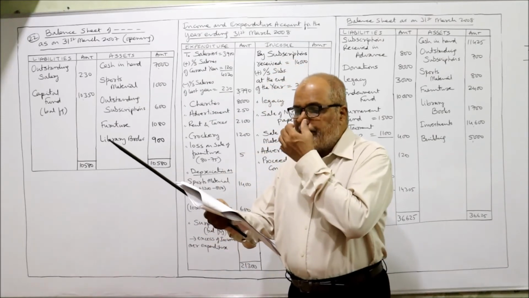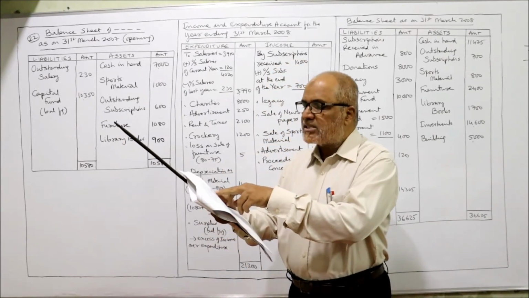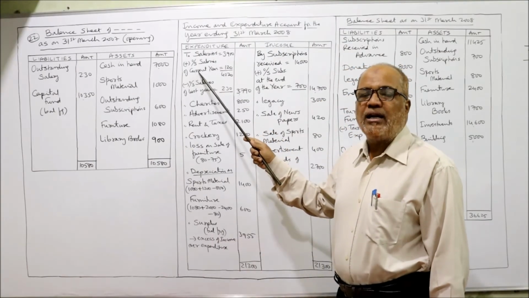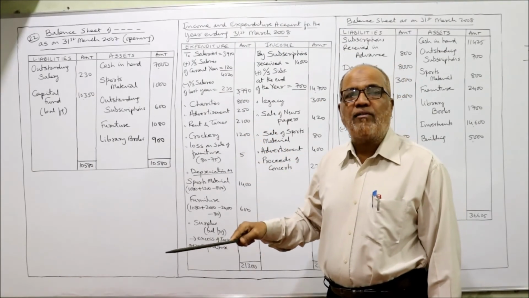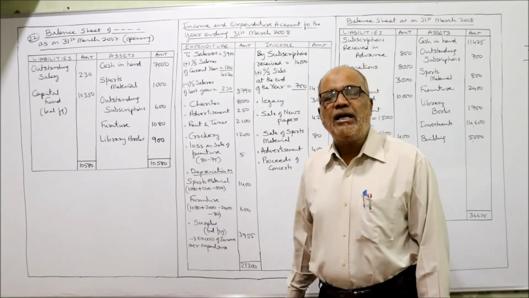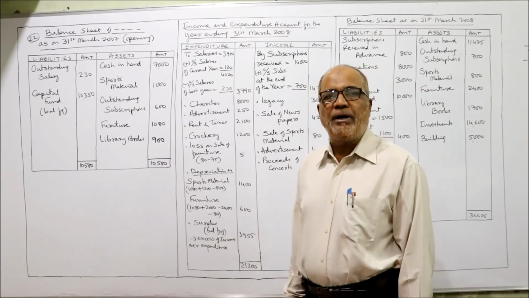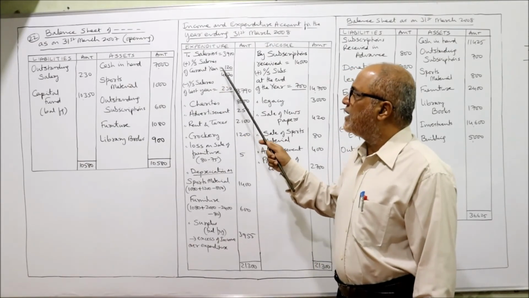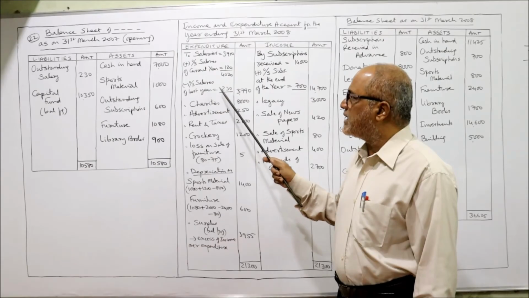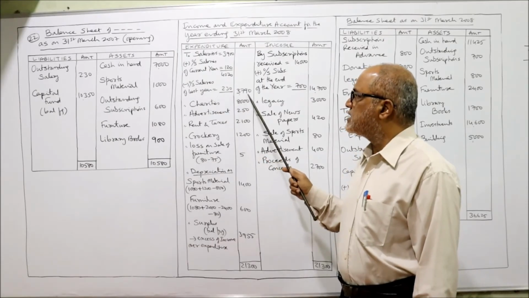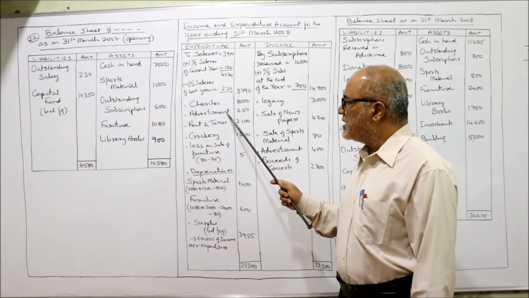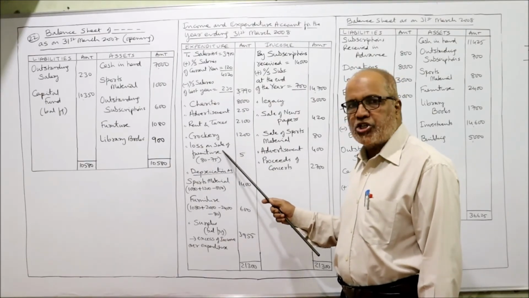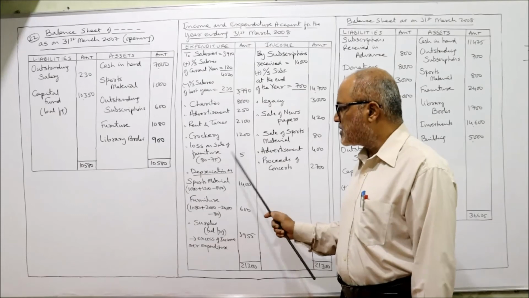Salaries paid is 3,900. Outstanding salary at the end of the current year will be added. Outstanding salary at the beginning of the year will be deducted. So outstanding salary current year 120, outstanding salary last year 230. Deduct 230, 3,790. Apart from that, charities, advertisement, rent and taxes, crockery, loss on sale of furniture. Just now I told you the 5 ways.